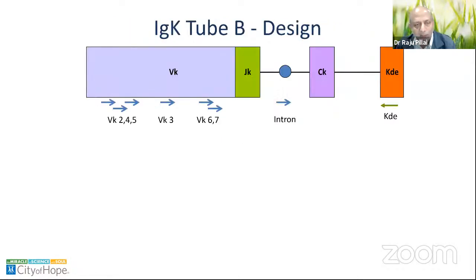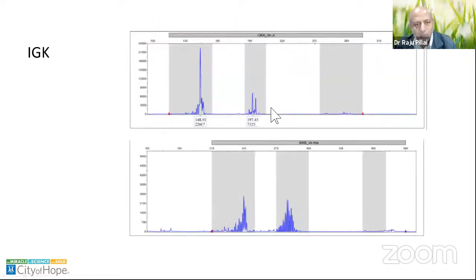So the design of the kappa PCR, in addition to the V, also includes the KDE and this intronic region to pick up the rearrangements where the J is missing. So this is what the kappa looks like. Again, this is a negative sample, but because the kappa repertoire is limited, you have certain non-specific peaks at 148 and 197. And this is consistent. Most normal people will have this 148 and 197. So it's something that we got used to.